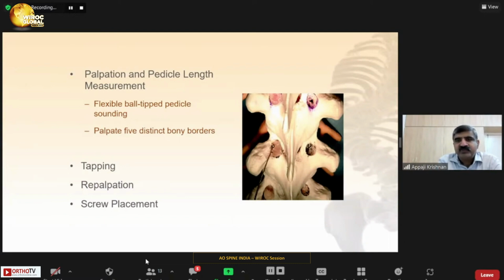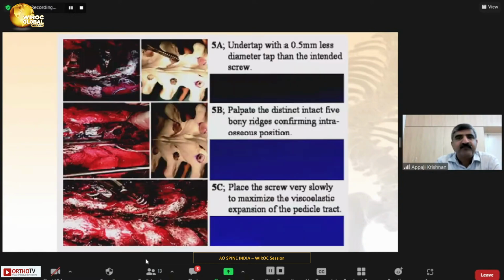I usually use a smaller tap if I'm putting a 5.5 or a 6.5. I usually use a 4.5 tap and then insert a screw. Once you tap, it is easier. You can actually repalpate using the same tip, the flexible pedicle probes, and then you do the screw dropping. This is a freehand technique, so this can prevent inadvertent penetration of the medial wall, which is more dangerous because you are working near the cord.